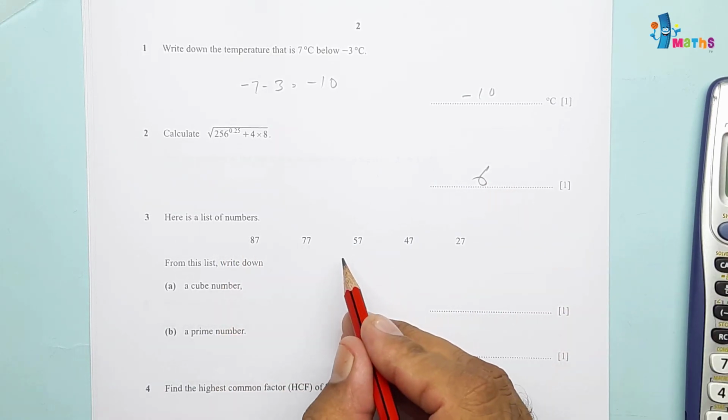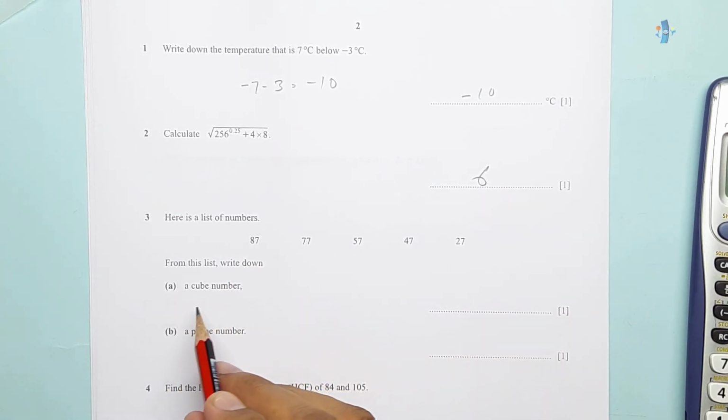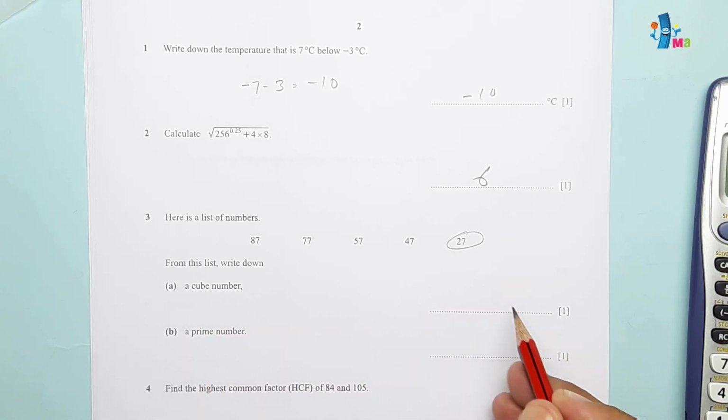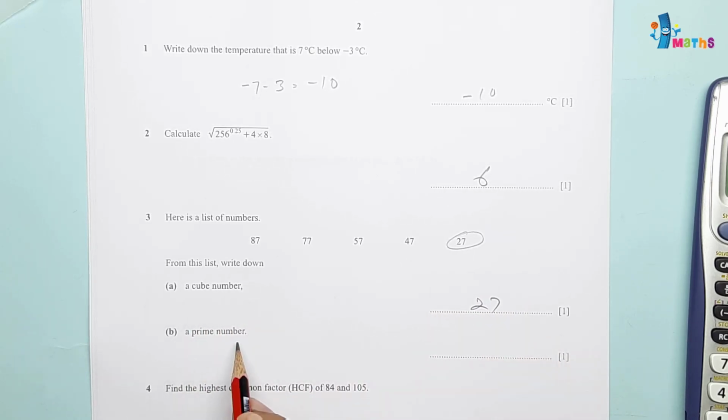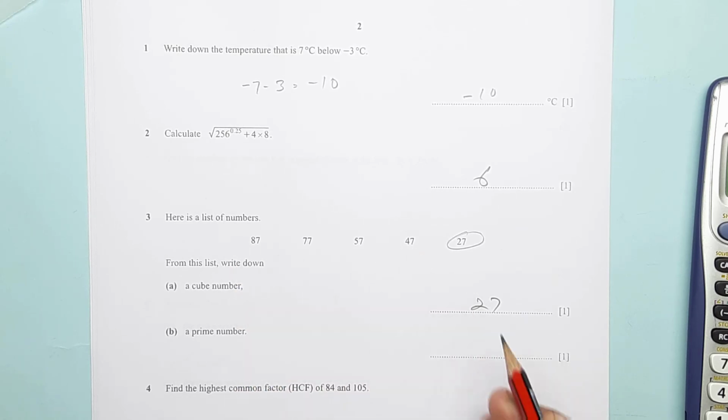Here is a list of numbers. These are the numbers from this list. Write down a cubic number. This is the cubic number, we can write 27. Prime number: 47 is the prime number, so we can write 47.